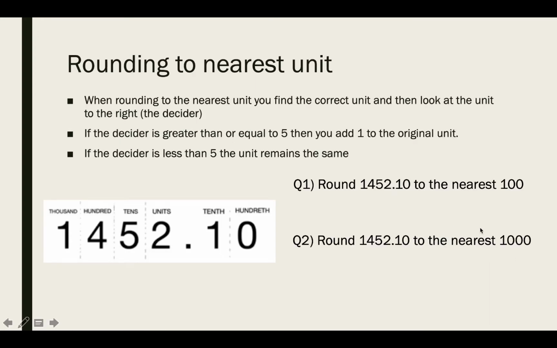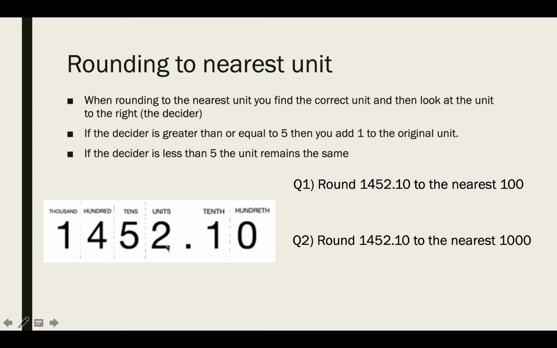So firstly we're looking at rounding to the nearest unit. When rounding to the nearest unit you'll find the correct unit and then look to the unit to the right, which we call the decider. So let's say we're looking at our tens, we'll identify this as 5, and then we look at the unit to the right, and the unit to the right is 2. So if the decider is greater than or equal to 5, you add 1 to the original unit.